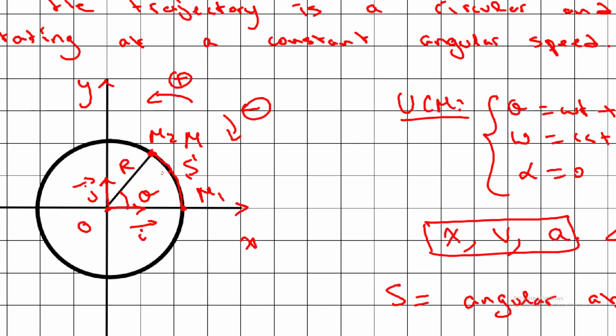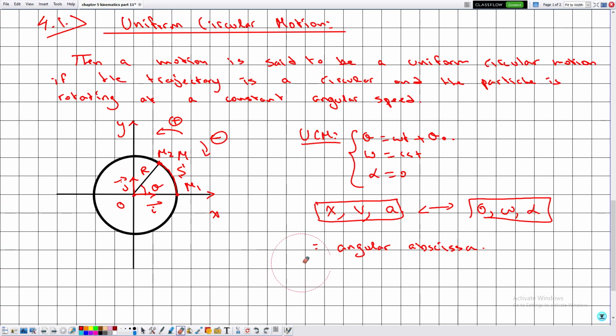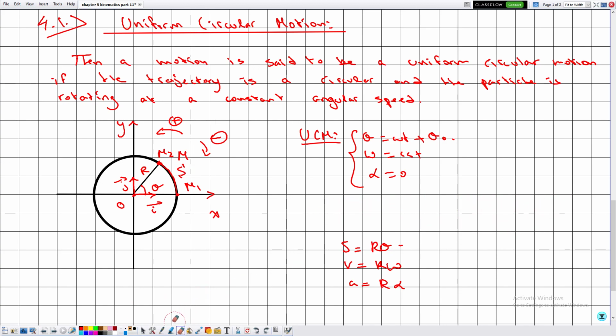So now after we have defined s, we can relate s and theta. In this case, s is equal to r multiplied by theta. In this case, the speed is equal to r multiplied by omega, and the acceleration is equal to r multiplied by the angular acceleration. So these relations are very important, that relate angular and Cartesian quantities.